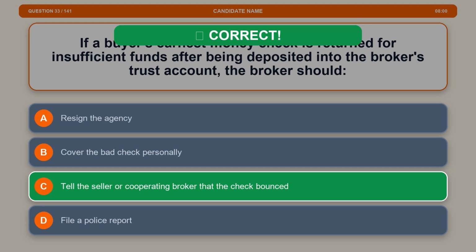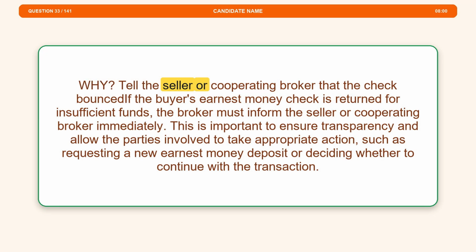The correct answer is option C. Tell the seller or cooperating broker that the check bounced if the buyer's earnest money check is returned for insufficient funds. The broker must inform the seller or cooperating broker immediately. This is important to ensure transparency and allow the parties involved to take appropriate action, such as requesting a new earnest money deposit or deciding whether to continue with the transaction.